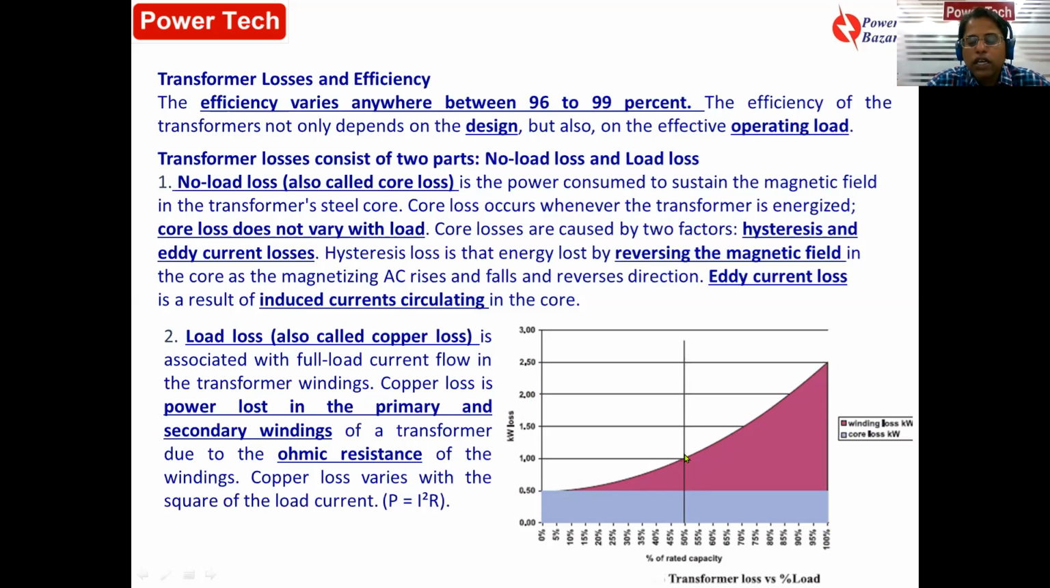Now remember, the transformer is efficient whenever the load loss is equal to the no load loss. That means at this point here the load loss is equal to the no load loss. So the rule is that if the transformer load loss is equal to the no load loss, then it will be an efficient operation of the transformer.